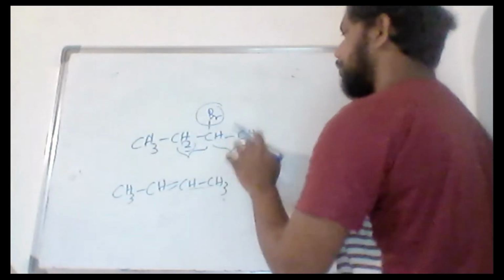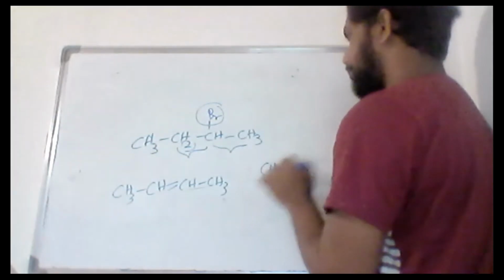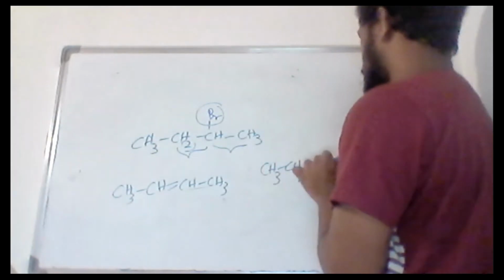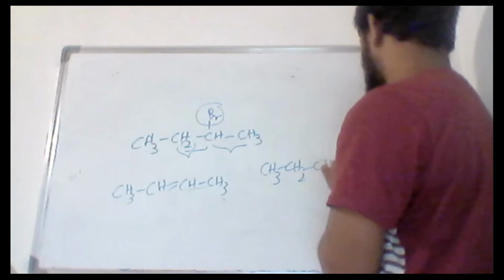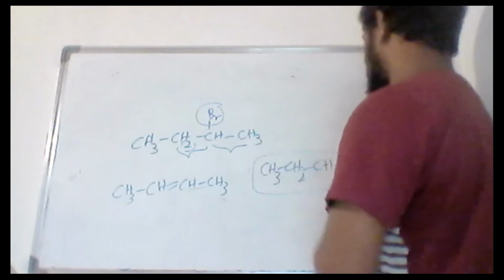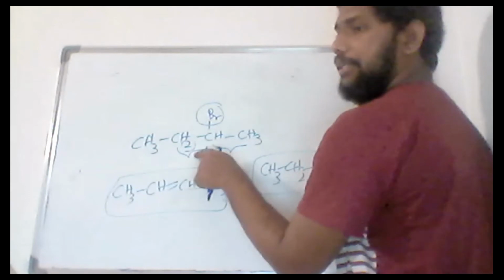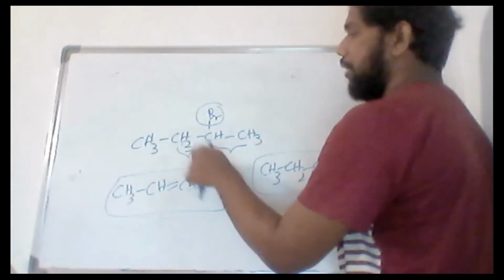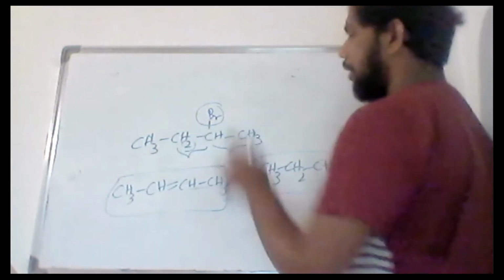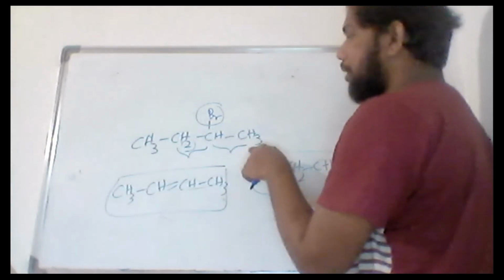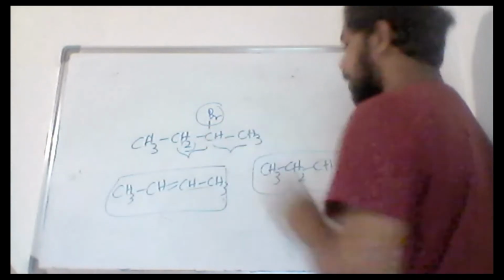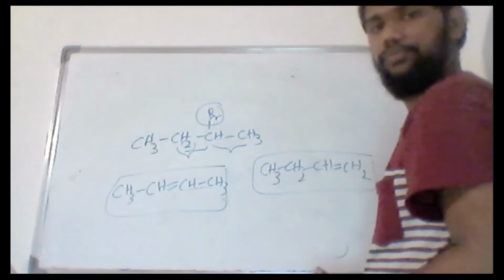And if it goes with the other side, then it will form CH double bond CH2, so this is a minor product. The major product is this, because the lowest number of hydrogens is on this carbon, so this hydrogen goes with Br. The highest number of hydrogens is on this carbon, and if this hydrogen goes with Br, it is the minor product. Okay.